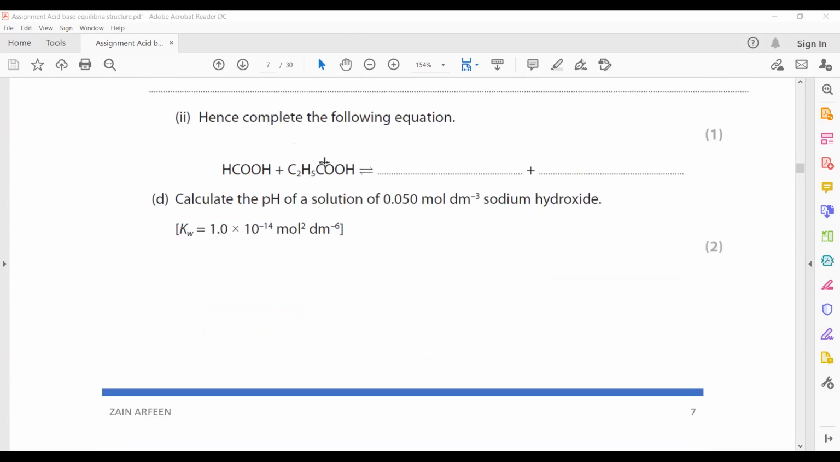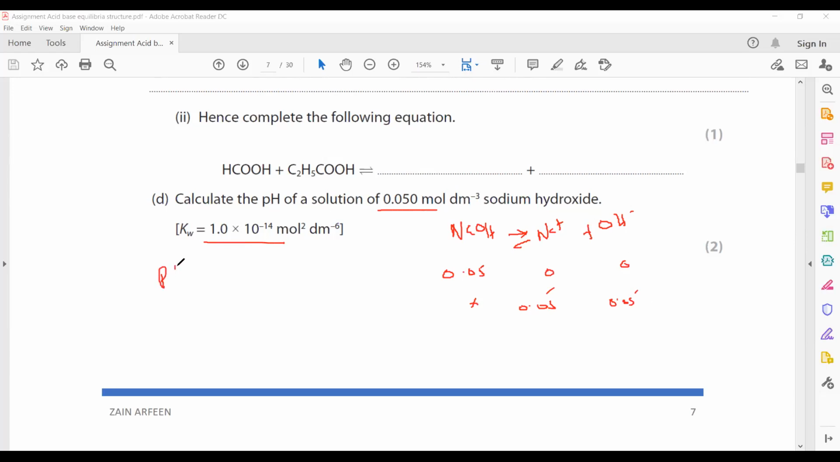Calculate the pH of a 0.05 mol per dm³ solution of sodium hydroxide. Kw is given. Because sodium hydroxide is a strong base, the concentration of sodium hydroxide will be the same as the concentration of sodium ion and hydroxide ion. Our assumption is that it ionizes completely: the original concentration is 0.05, with 0 and 0, and the final concentration is 0.05 and 0.05, and this will be x.